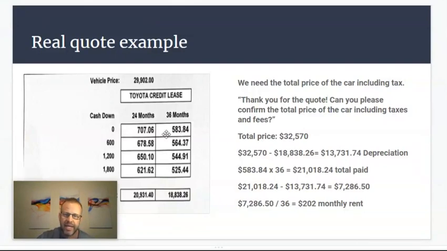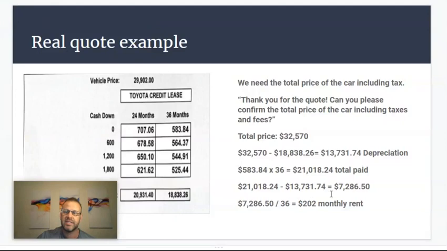Then we're going to take the payment they quoted us, zero down, $583.84 times 36 months. And we're going to get the total amount we're actually going to pay over the 36 months, which is $21,000. So you see, you have to pay the car down by $13,700, but you're actually paying $21,000 total. So you subtract those two, $21,018 minus $13,731.